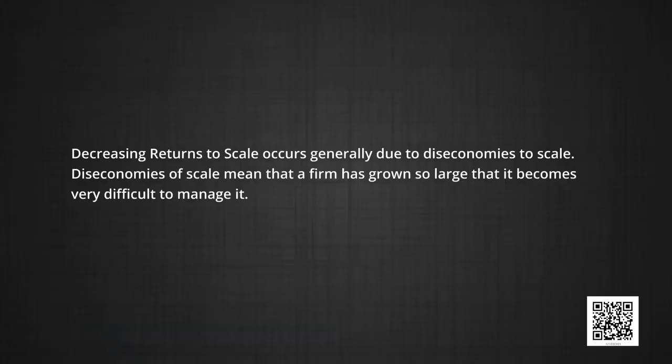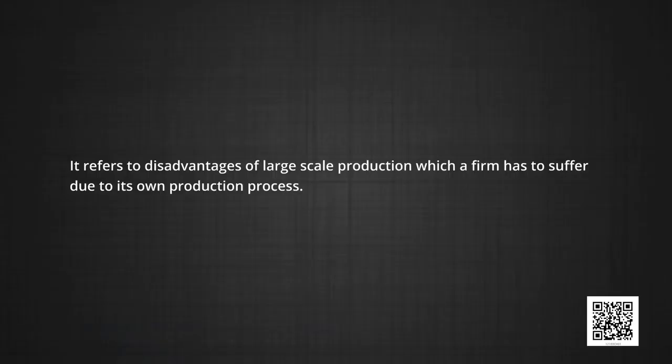Decreasing returns to scale generally occur due to diseconomies of scale. Once again, diseconomies of scale mean that a firm has grown so large that it becomes very difficult to manage it. Diseconomies of scale can also be of two types. These can be internal diseconomies, and this refers to disadvantages of large-scale production which a firm has to suffer due to its own production process. For example, the difficulty in coordination and management of very large firms. Technological diseconomies can also arise because of heavy costs of wear and tear.